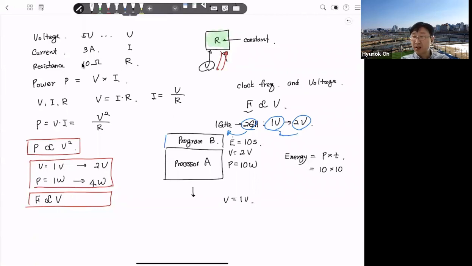So let's think about it. What's the power consumption? What's the relation between voltage and power? If voltage is half, then power will be reduced by the square, so 2.5 watts.